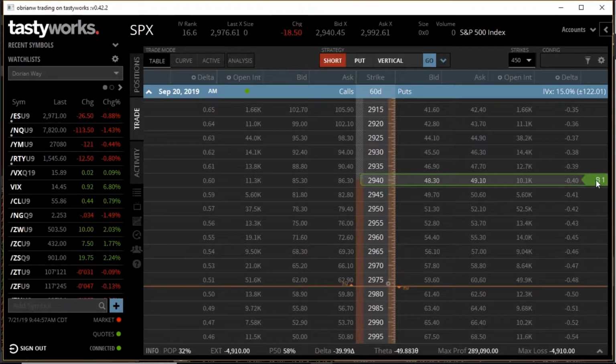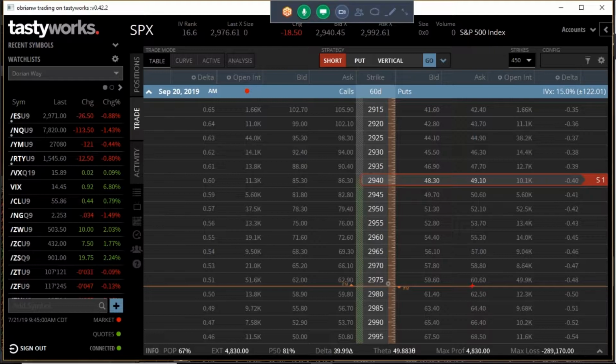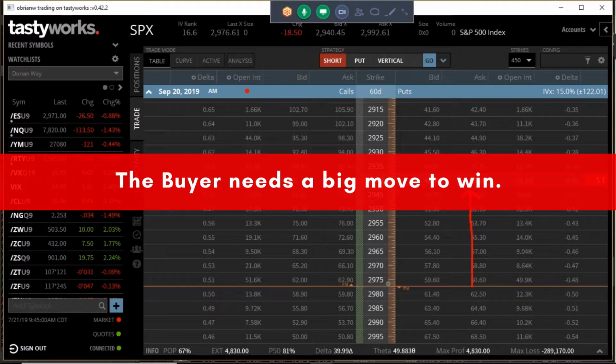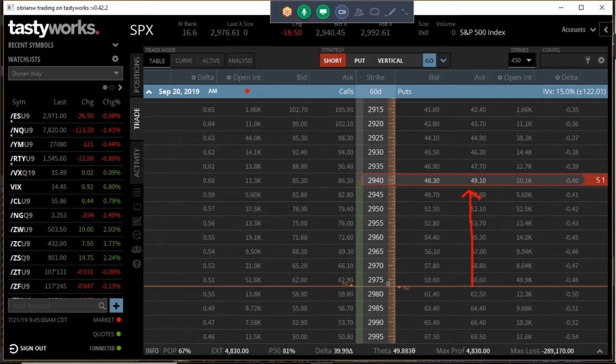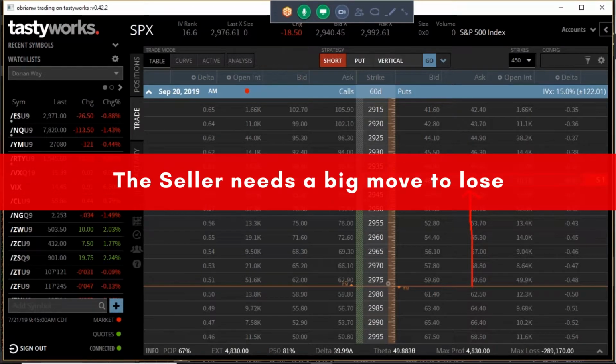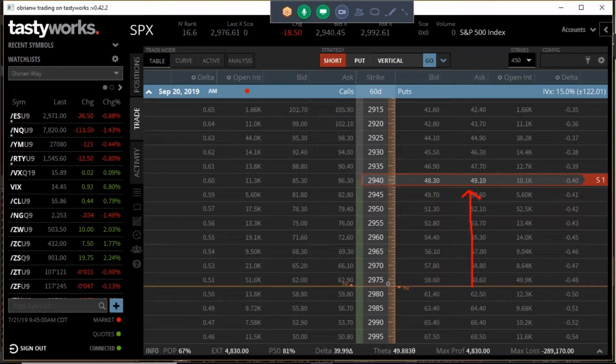Okay, if you are the seller, then the underlying security has to go all the way down past your short strike before you lose. This is a big difference from buying and selling. If you are the buyer, you need the underlying security to make a big move before you win. If you are the seller of the option, then you need the underlying security to have a big move before you lose. So it's a big difference.